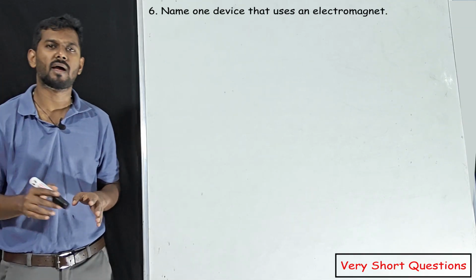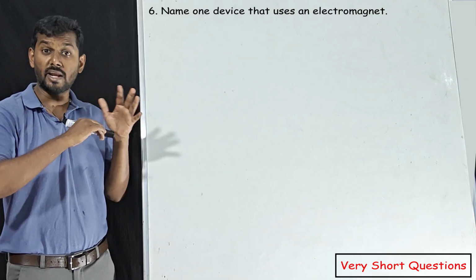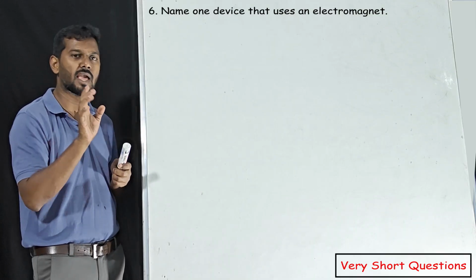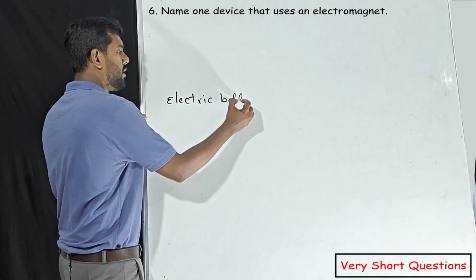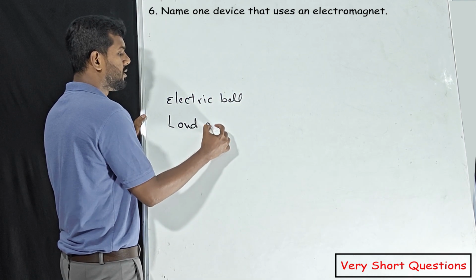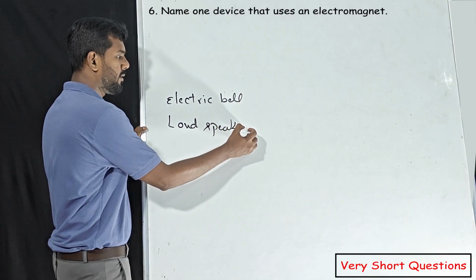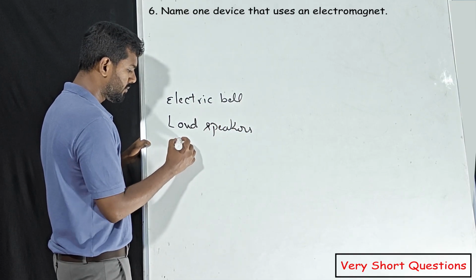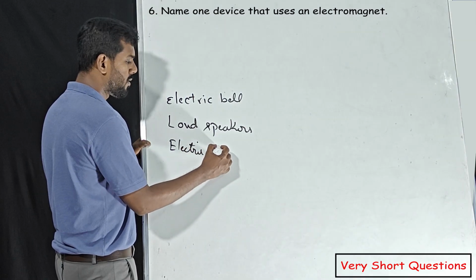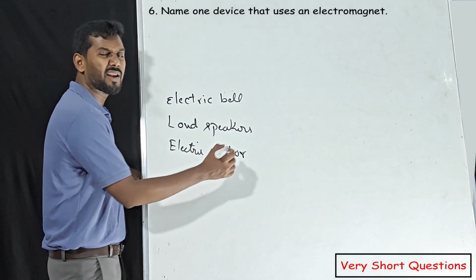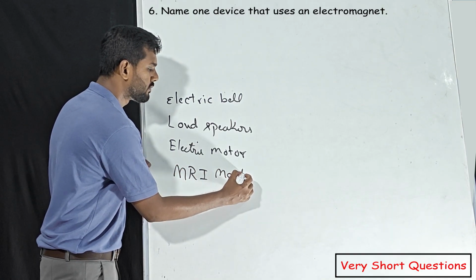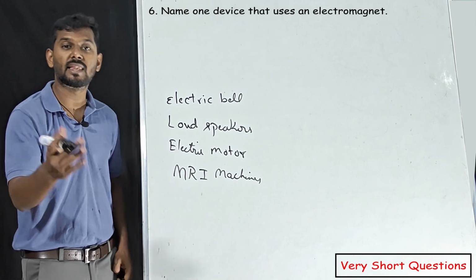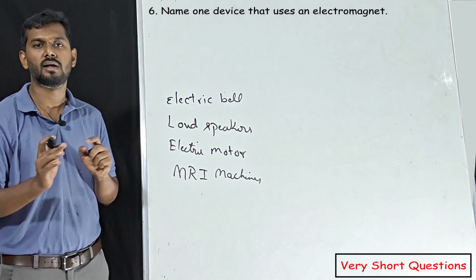That's it. Our next question: name one device that uses an electromagnet. There are many devices you can use. You can write any one. In the textbook they have mentioned electric bell, loudspeakers, electric motor, you know, MRI scanning, MRI machines, and even maglev train also. So any one you can write in the exam.